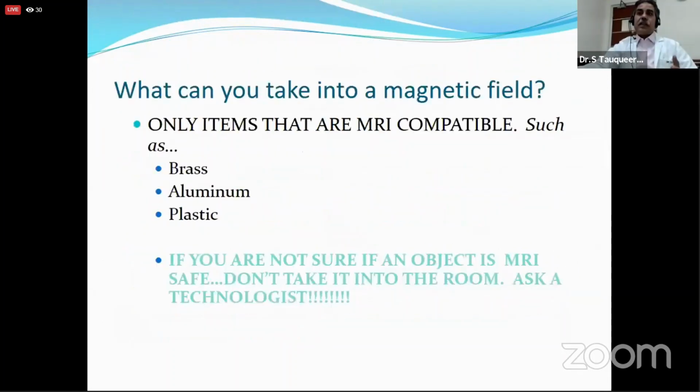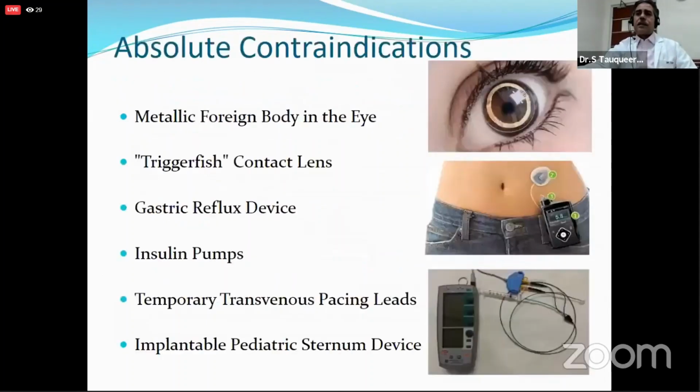There are certain items which can still be taken within the magnetic field. It can be brass, aluminum, plastic. But if you're not sure of any object, then please discuss with the MRI technologist, and only then take it inside. So these are the items currently in the absolute contraindications list.